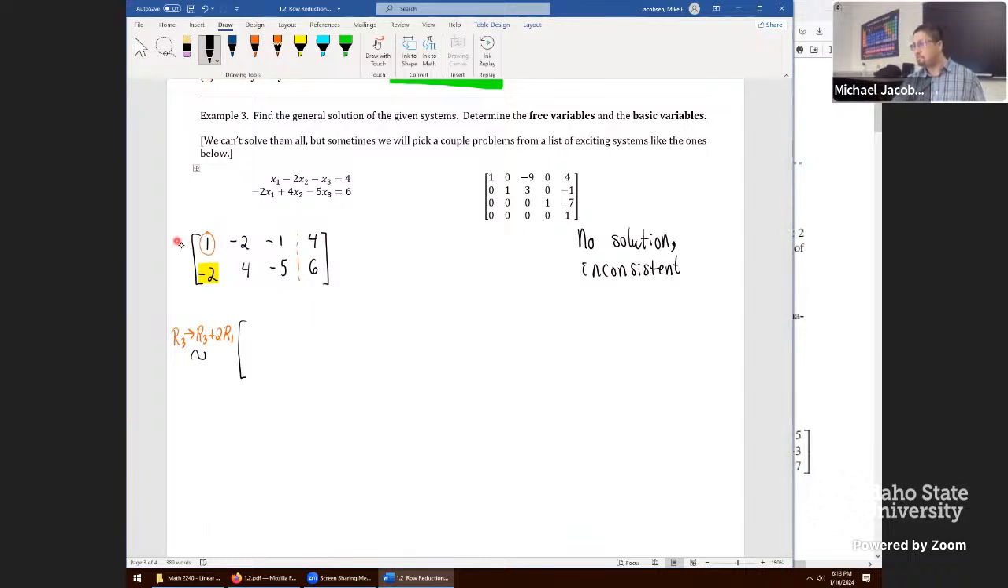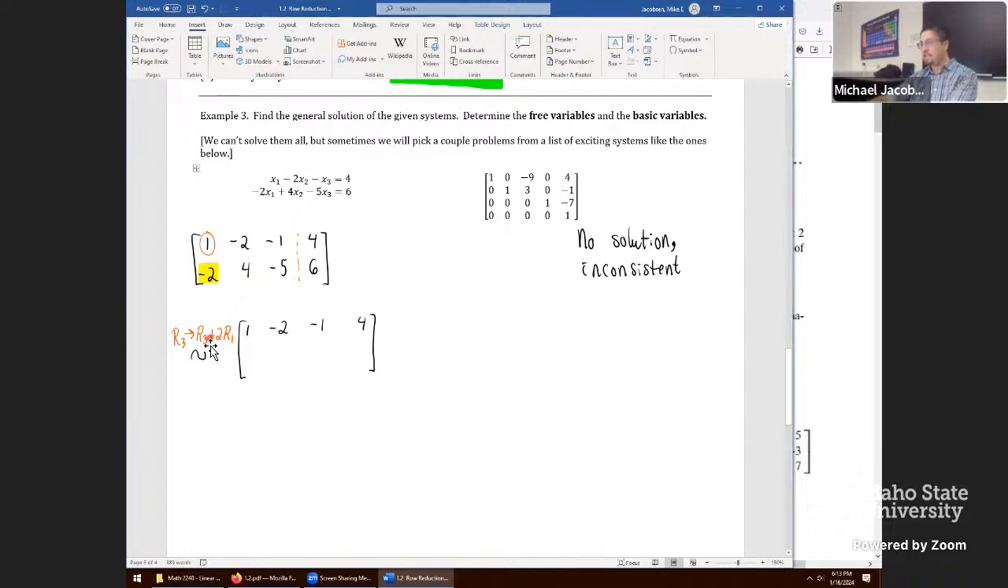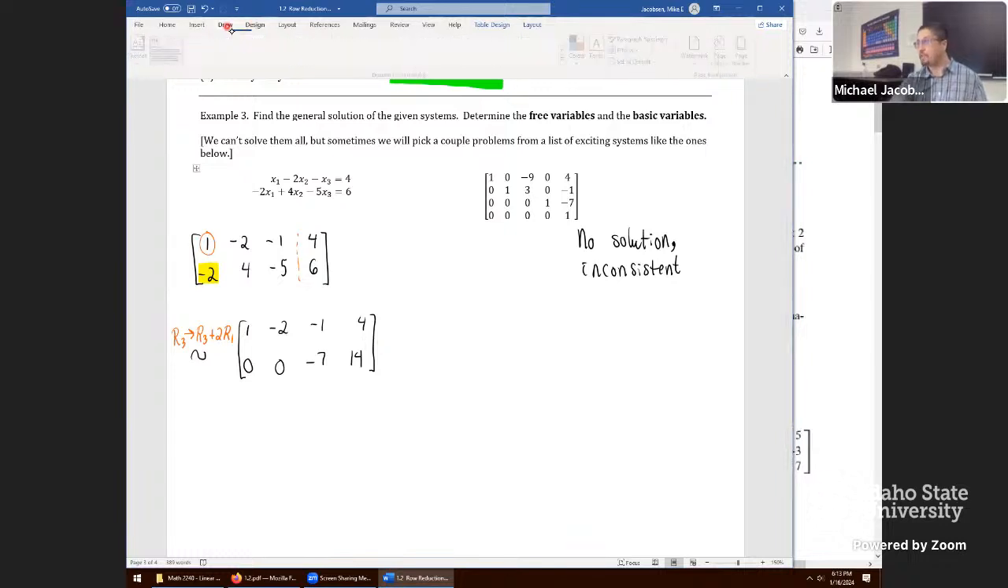So row 1 gets copied in: 1, -2, -1, and 4. Now we do our operation. Visualize everything here getting multiplied by 2 and added to the entries directly below. In column 1, this is 2 minus 2 for a 0. Column 2, this is -4 plus 4 for a 0. This will be -2 minus 5, so -7. And this will be 8 plus 6 for a 14. So we've got it, folks. That's our new matrix. And if we reanalyze the situation, here's our first pivot.